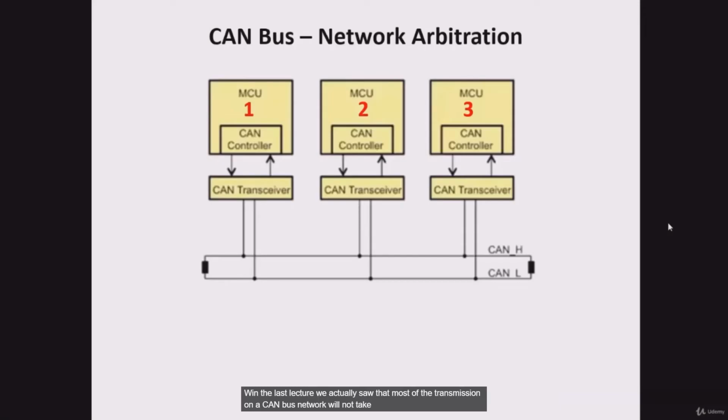So in the last lecture, we actually saw that most of the transmission on a CAN bus network will not take place with these collisions. Most will take place without collisions, which is a good thing. However, there will be collisions.